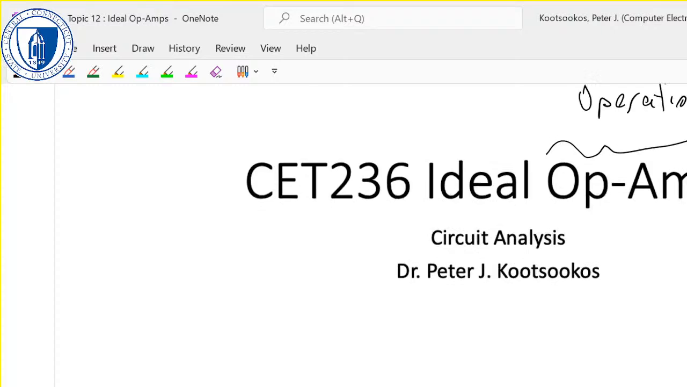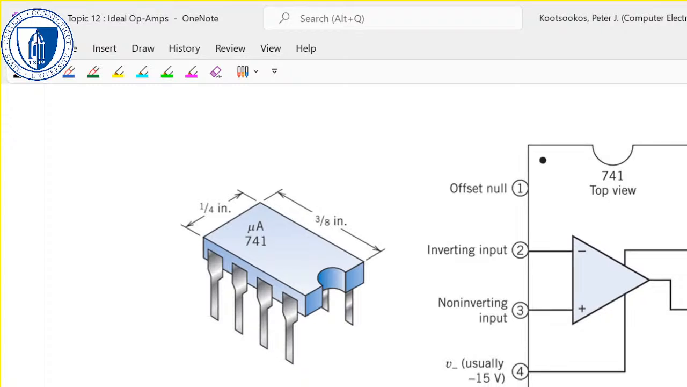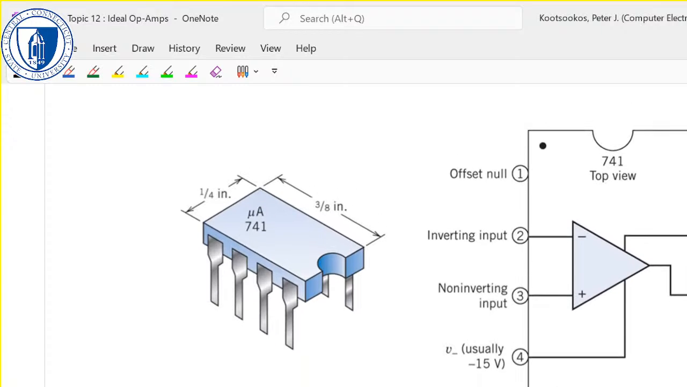Okay? And as we just saw, that's what one looks like. The workhorse operational amplifier. There are others, but the one that just about everybody learns on is the 741. That's the one that I just handed out. And these are the connections.